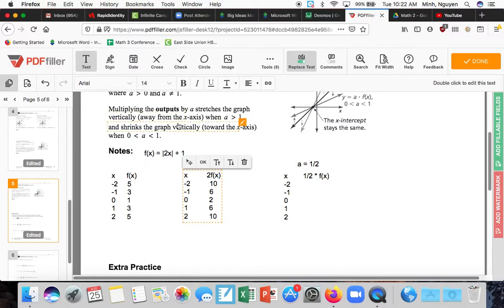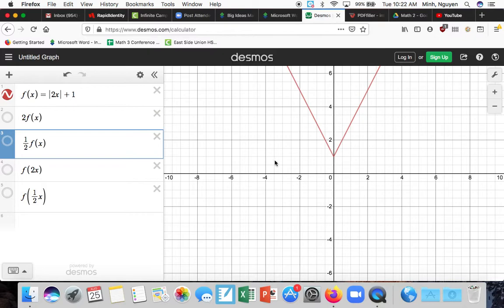It says when a is greater than 1, it stretches the graph. It's a vertical stretch, and it goes away from the x-axis. So that means whatever is here, what's away from the x-axis, has to get further up or taller. And oh, look, it does.